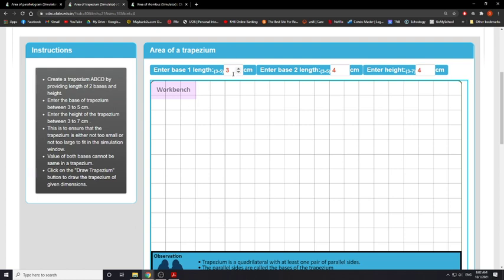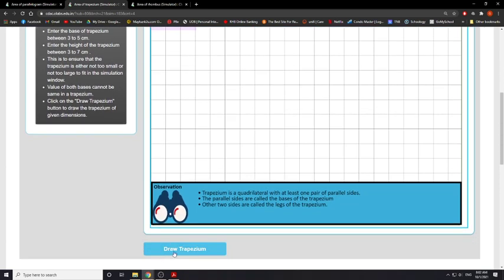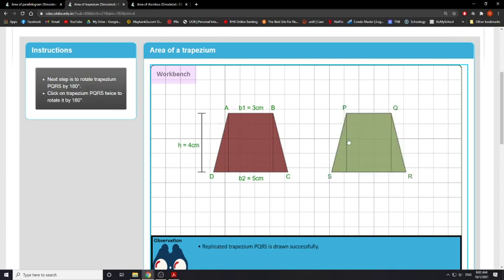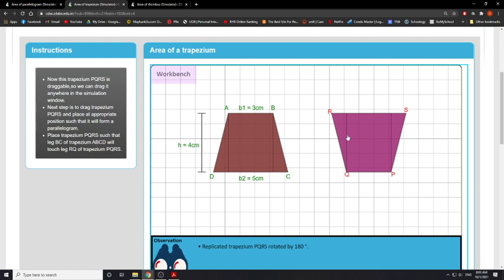Firstly, I have this dimension. Maybe I want my base to be 5. So my A is 3, my B is 5, and my H is 4. Let me draw this trapezium. As you can see here, A is 3, B is 5, H is 4. I want to create another one first, so I have A, B, C, D and P, Q, R, S. And then I flip this over. Notice my PQ and AB are the same, but now I flip it over, RS and CD are still the same.